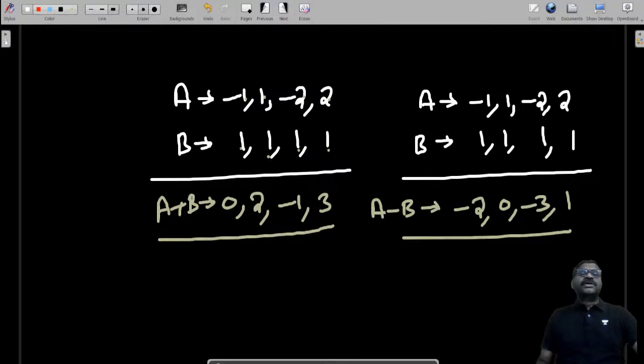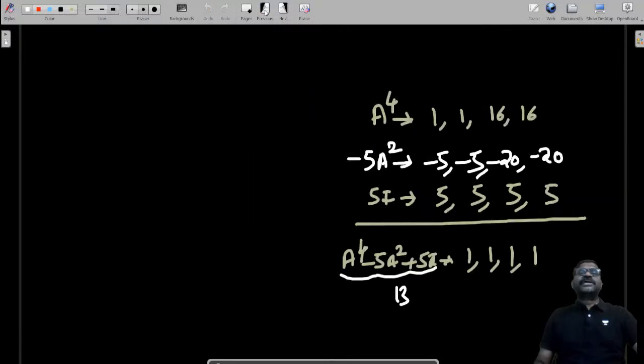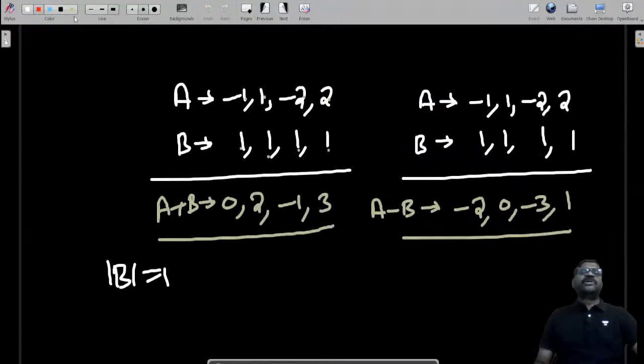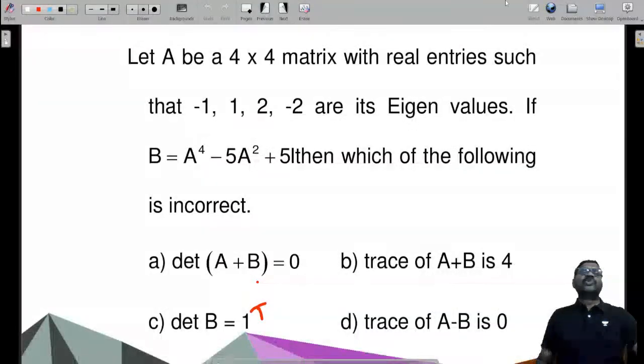Now, determinant value of B is 1. Therefore, this statement is true. Determinant value of A plus B is 0, because one of the eigenvalues is 0. That's why the determinant value of A plus B is 0. So that statement is also true.